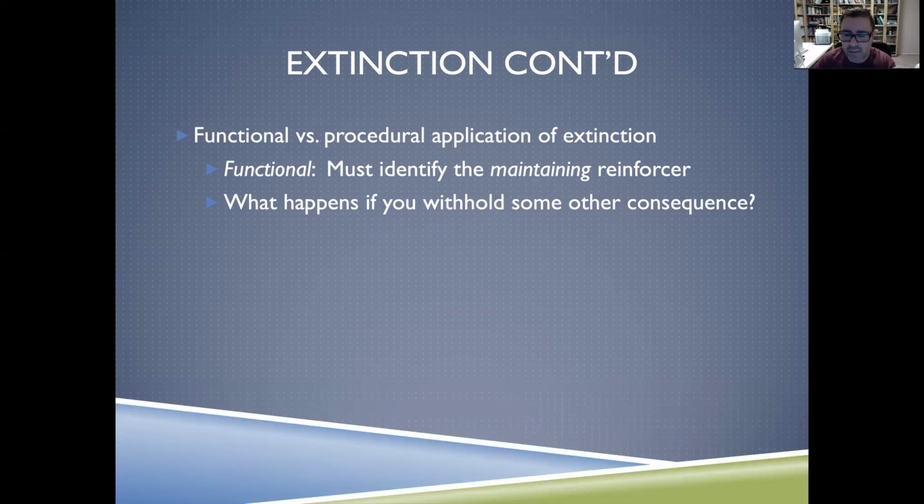So his behavior is maintained by social negative reinforcement. Okay, he has to do the chore, then he complains, then he doesn't have to do it. So what's the consequence? Well, the removal of the aversive event, the removal of the task or the demand. Okay, so what would extinction look like?